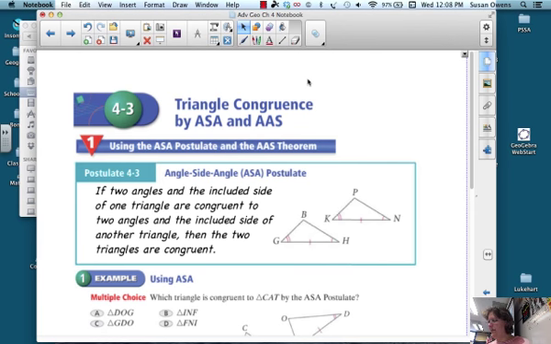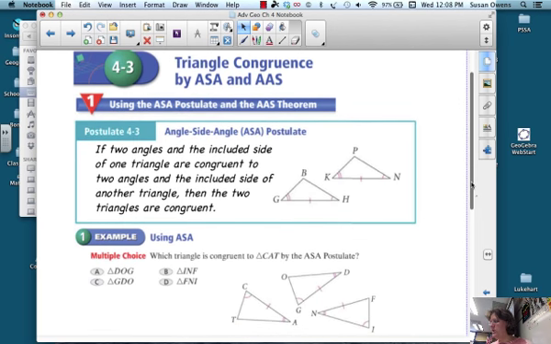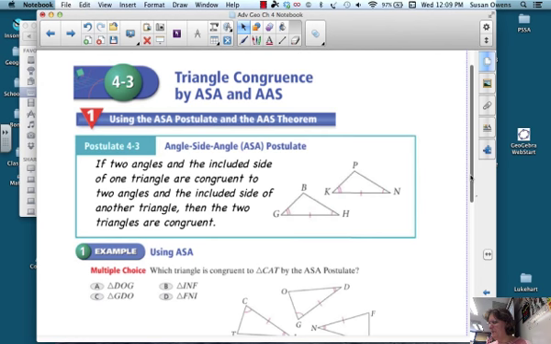Today's video is for Chapter 4, Section 3, Triangles and Congruence using angle, side, angle and angle, angle, side. So this one is ASA, angle, side, angle, and AAS, angle, angle, side. We have a total of 4 theorems or postulates that we're going to learn in these two sections. We normally do sections 2 and 3 together because all they are is the triangle congruence theorems and postulates. So you probably are watching the section 2 video and then section 3.